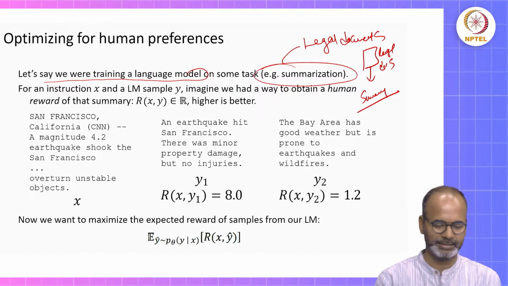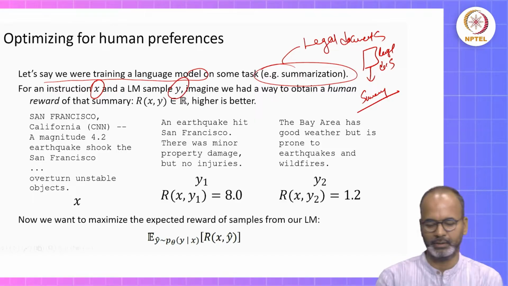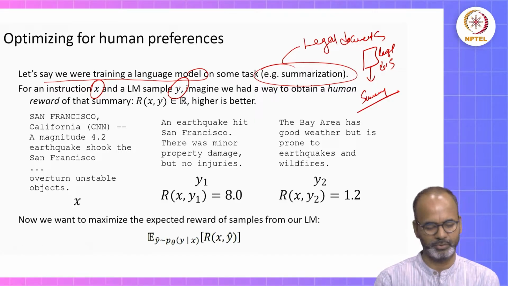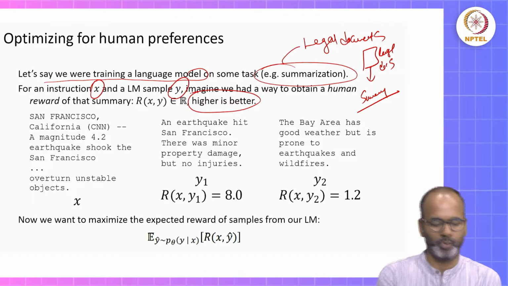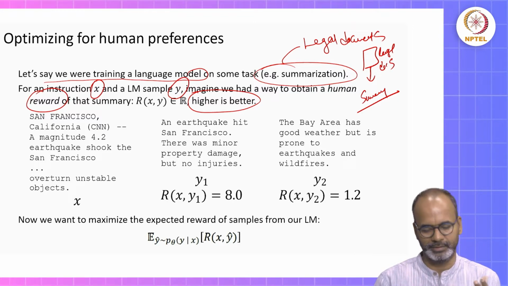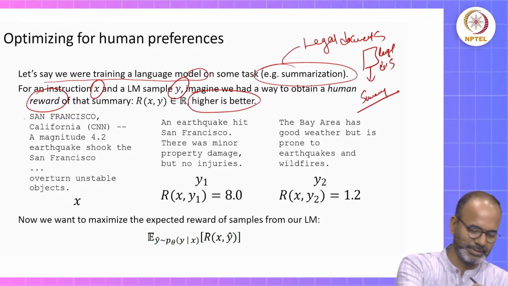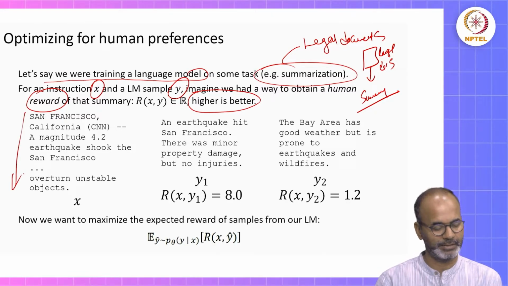For an instruction X and a language model output, say Y, imagine we had a way to obtain a human reward of that summary, R of X comma Y. Basically, we want the reward to be higher. The more the reward, the better it is for the model. So here are some examples. Example number 1: San Francisco, California. A magnitude 4.2 earthquake shook San Francisco, overturned unstable objects.